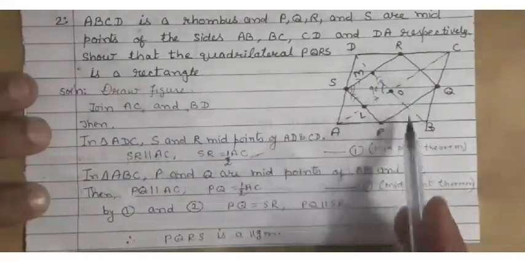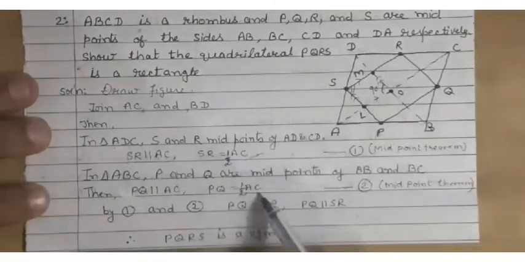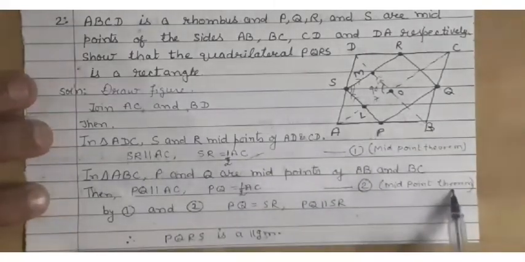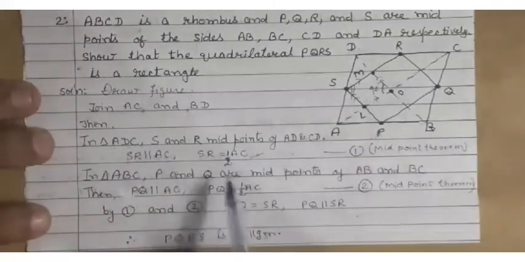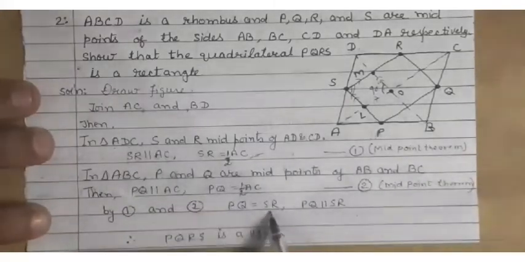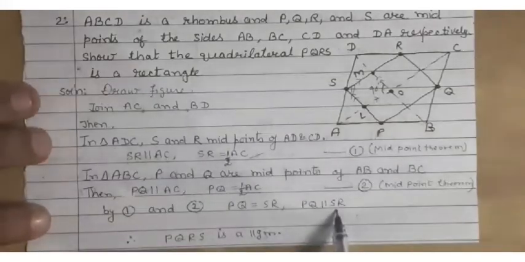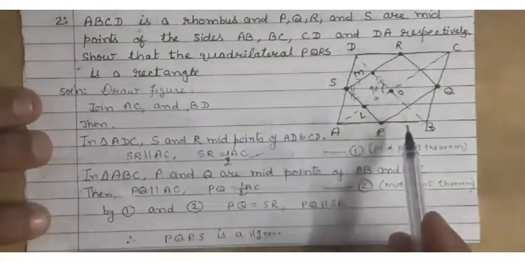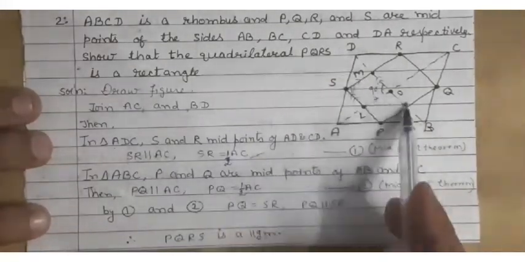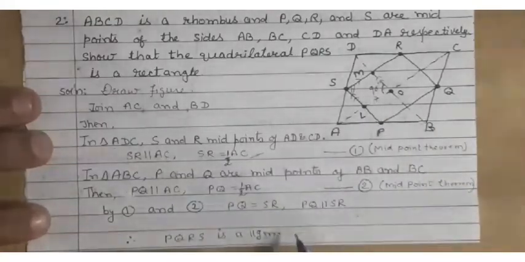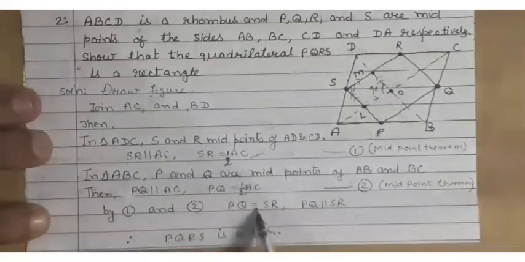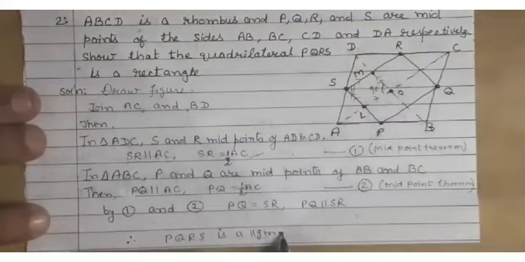PQ is parallel to AC and PQ is equal to half of AC. Again, midpoint theorem. Then by 1 and 2, what we can say? PQ is equal to SR and PQ is parallel to SR. Both SR and PQ will be equal and parallel. So what we can say, in any quadrilateral, if one pair of opposite sides is equal and parallel, then it will be a parallelogram.